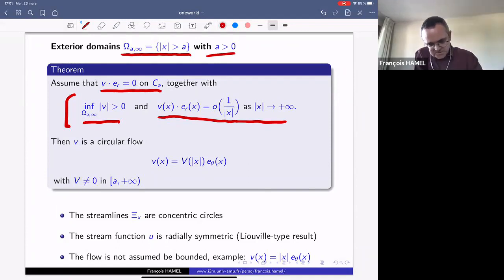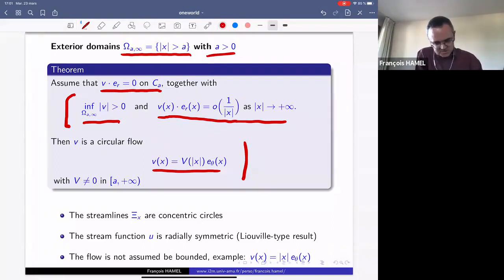And the conclusion is still the same. So the flow is a circular flow, and so little v can be written as capital V of norm of X times the vector E theta of X. And capital V is non-zero.